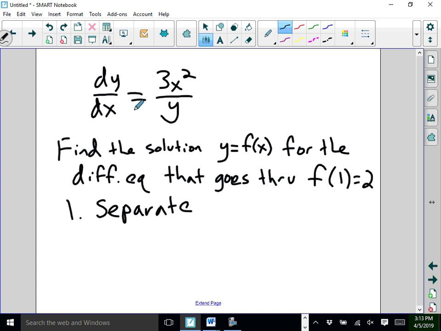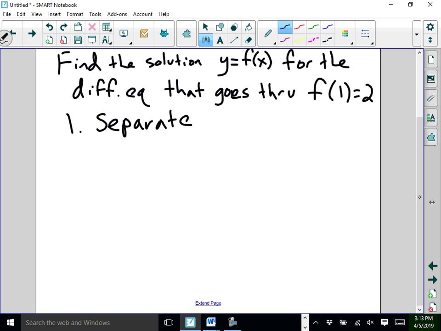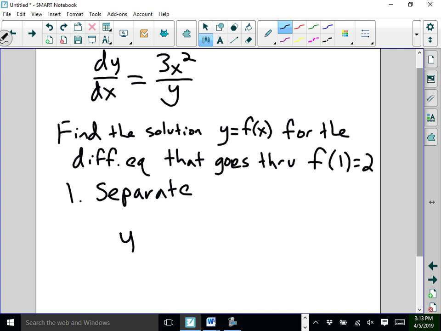So I'm going to do twofold things here. I'm going to separate this by multiplying the dx over. Then I have 3x squared dx. I want to get this divided by y out of here, so I'm going to multiply y to the other side. So after I separate, I get y dy, right? That y multiplied over, so I have y times dy equals 3x squared dx. So when I say separate, that means get the y's with the y's, get the x's with the x's. Okay? So that's step 1.